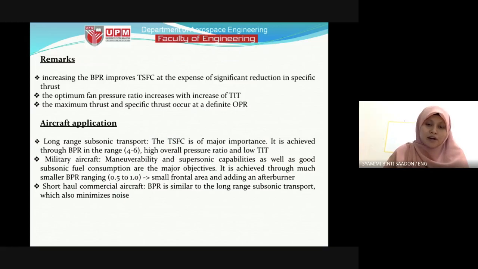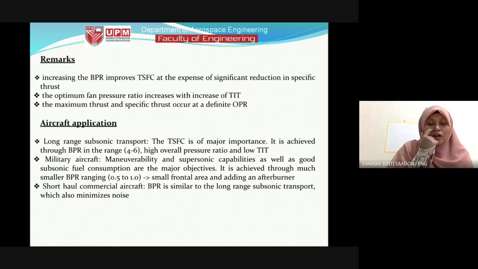Otherwise, the second objective is military aircraft. For military aircraft, supersonic capabilities as well as good subsonic fuel consumption are the major objectives. The important thing is to have a high velocity. If we use a turbofan engine for military aircraft, we will use a rather smaller bypass ratio, around 0.5 to 1, so we have a small frontal area of the fan, and we add an afterburner to increase the velocity.